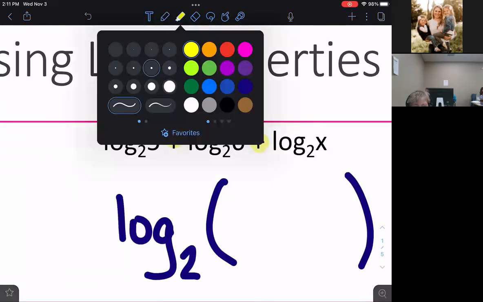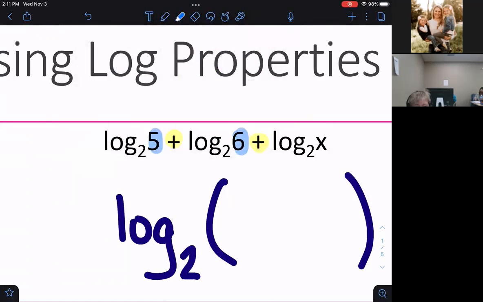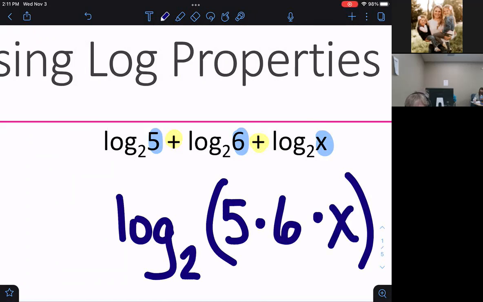And then the three terms here, here, and here are all going to get multiplied together inside my parentheses. So 5 times 6 times x. And like I said in the last problem, it's not required of you to actually multiply this out to get 30x. Ivy Tech is okay with you leaving it as 5 times 6 times x, just like this. So this would be finished. This is your final answer. So we've condensed 3 logarithms down into one using that product property.